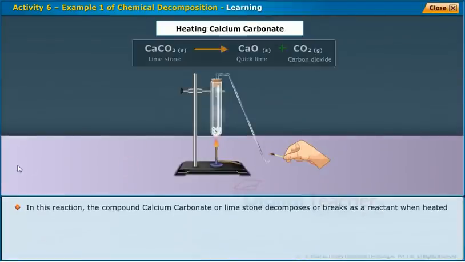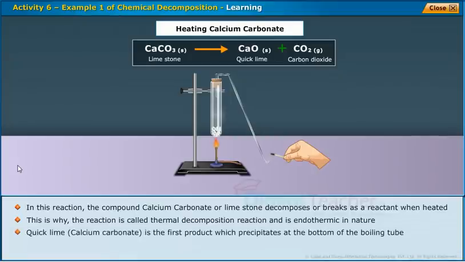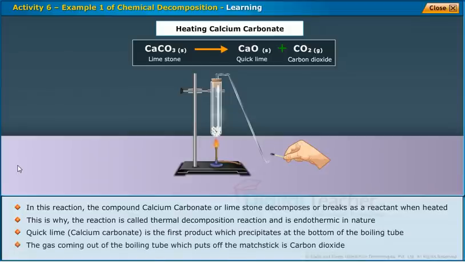In this reaction, the compound calcium carbonate or limestone decomposes or breaks as a reactant when heated. This is why the reaction is called thermal decomposition reaction and is endothermic in nature. Quicklime, or calcium oxide, is the first product which precipitates at the bottom of the boiling tube. The gas coming out of the boiling tube, which puts off the matchstick, is carbon dioxide.